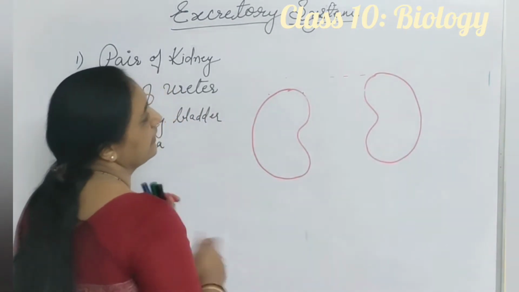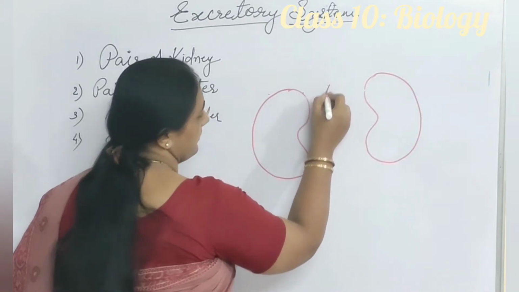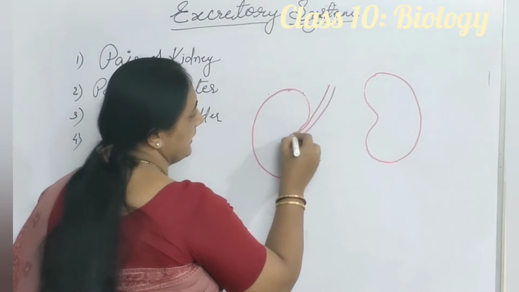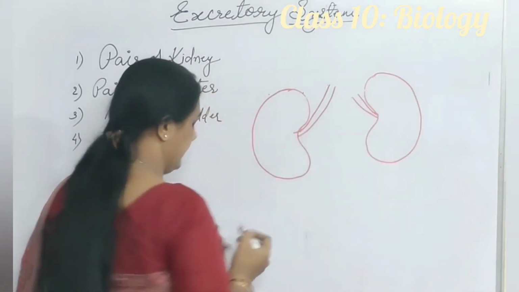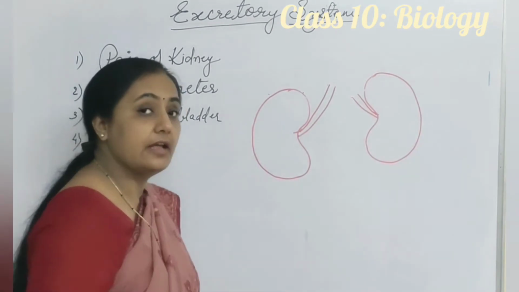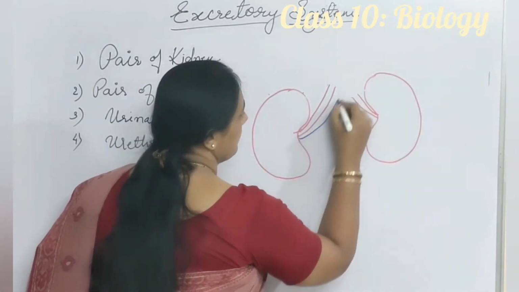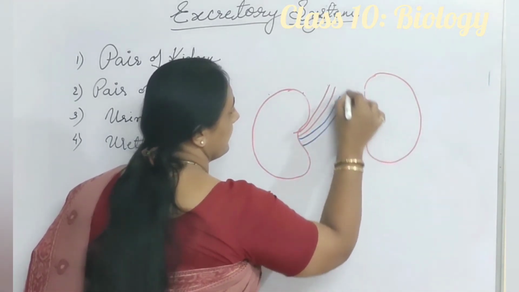In the kidney, the renal artery enters from this side. In both kidneys, the renal artery enters the kidney, and the renal vein comes out from the kidney. This is the renal vein which comes out from the kidney.